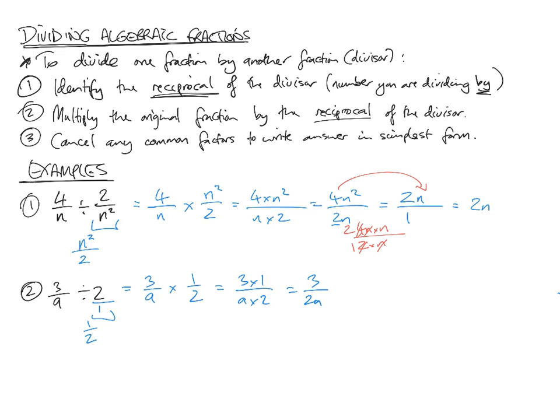No cancelling can occur because 2 doesn't go into 3 and there's no a's on the top to be cancelled out by the a on the bottom, so that is your answer in simplest form. So that's a few examples of dividing algebraic fractions.